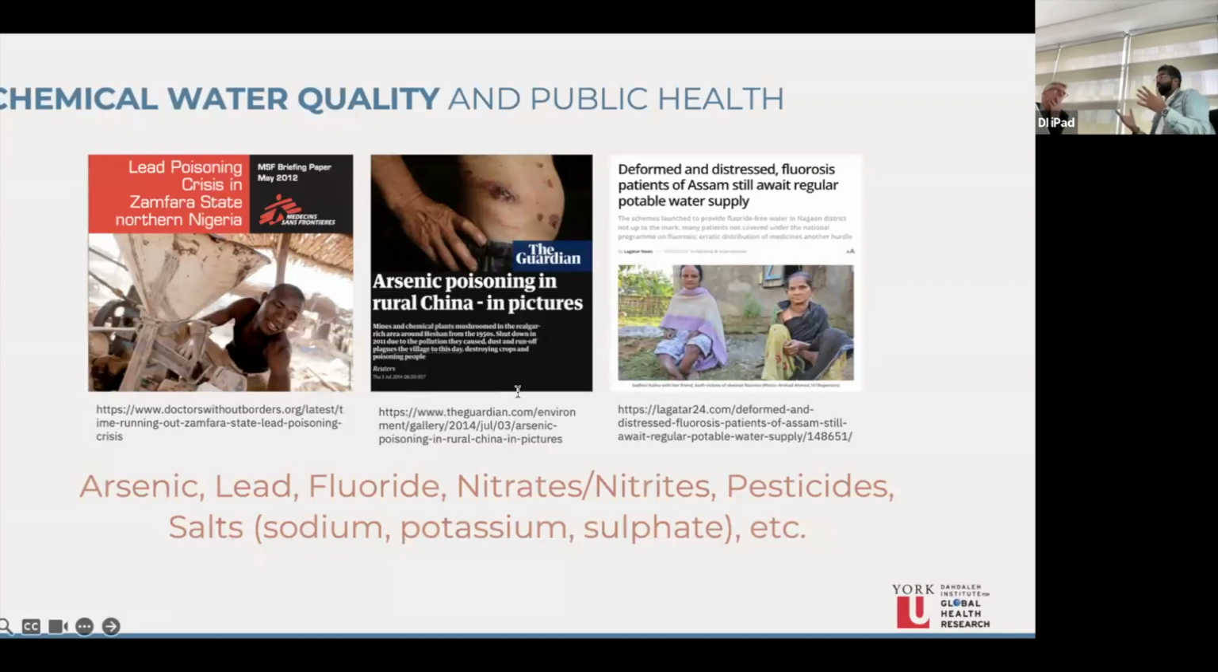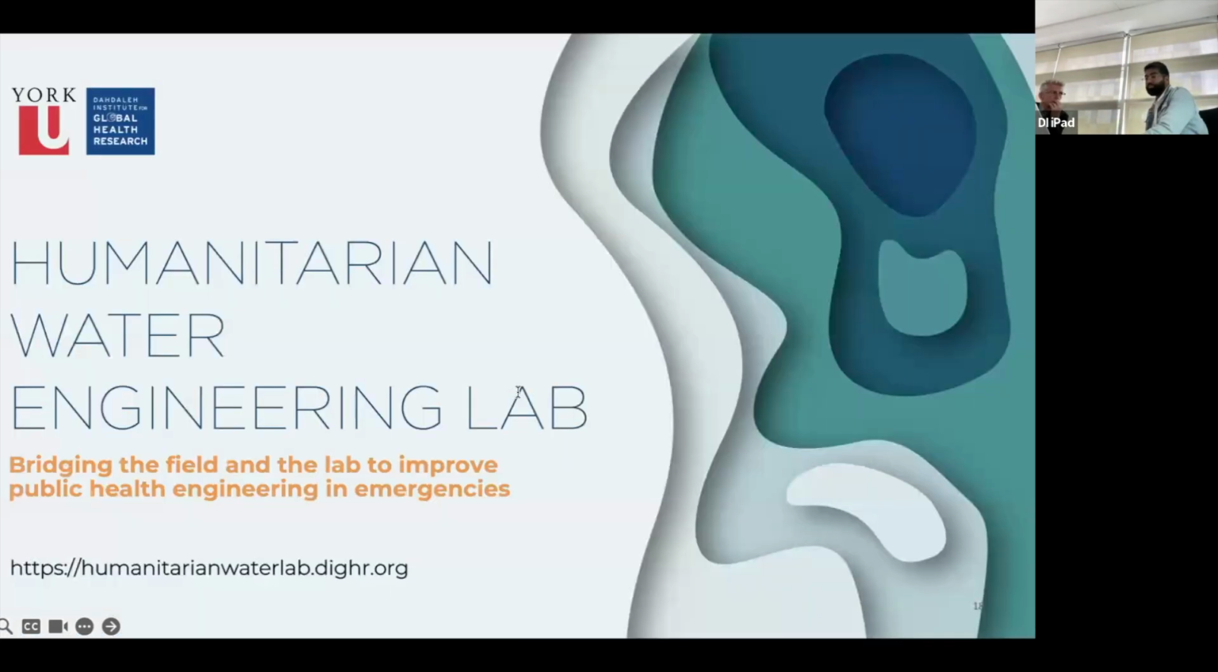I mean, things that we take for granted, like the sulfate concentration and sodium, are usually stuff we can all handle. But for certain populations that we encounter in humanitarian settings, like pediatric patients with severe acute malnutrition, those innocuous water quality parameters can be potentially life-threatening. So there's a lot to unpack in chemical water quality and health as well.